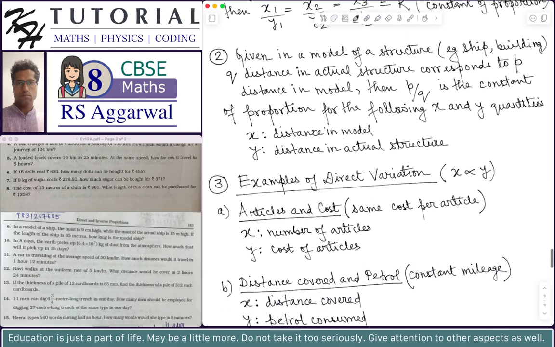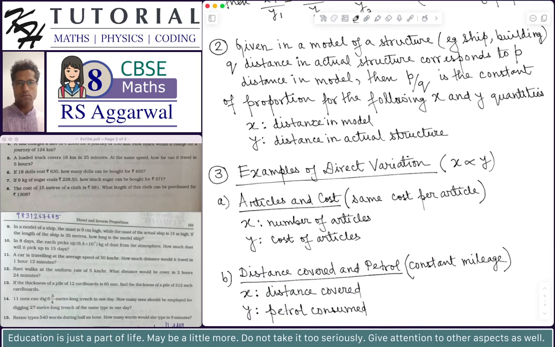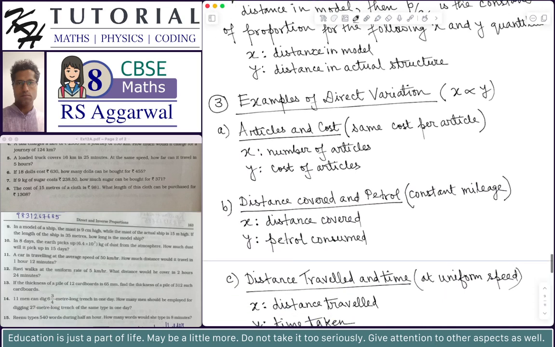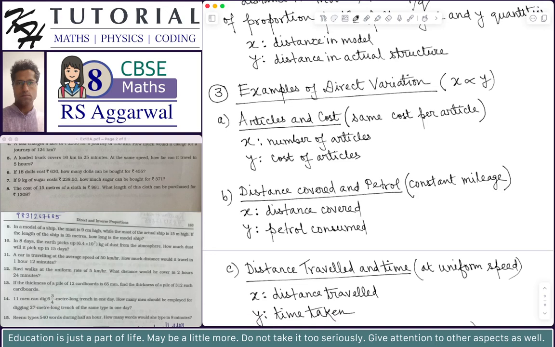And finally, from all the problems that we have solved, we can list down some examples of direct variation. So the first one is articles and cost. This is a very common thing. You must already be knowing that more is the articles, more is the cost. Keeping in mind that the cost of one article is the same, is a constant. It does not change. So if you consider x as the number of articles and y as the cost of articles, definitely x will vary directly with y.